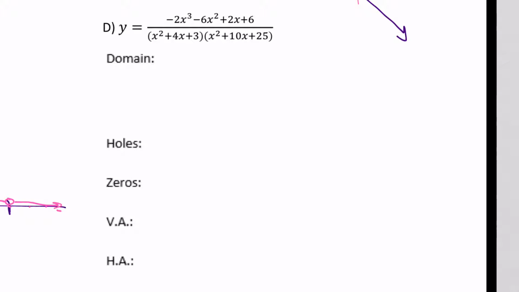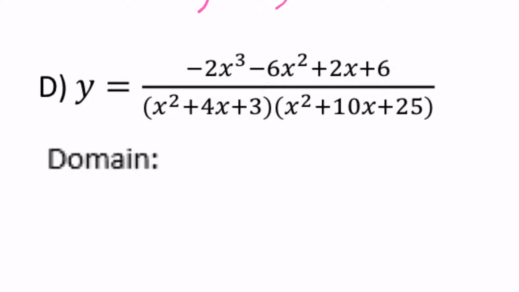Okay, and finally, D, the big whamma jamma. Let's factor this thing first. So let's focus on that numerator. Going to factor that with grouping. So going to pull out a negative 2x squared from these first two terms.